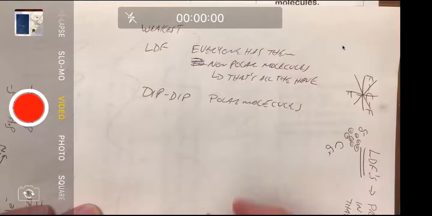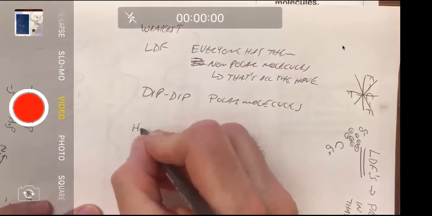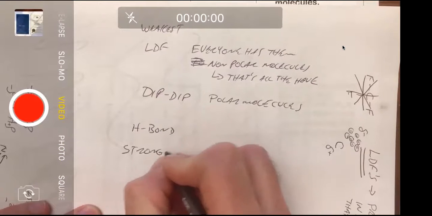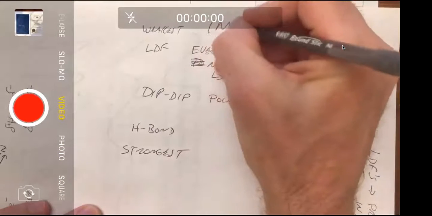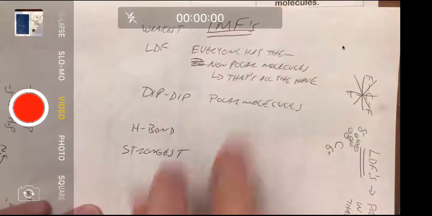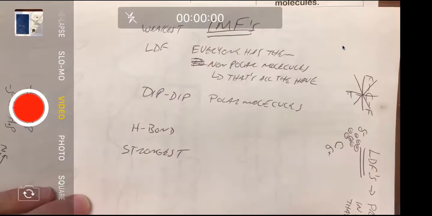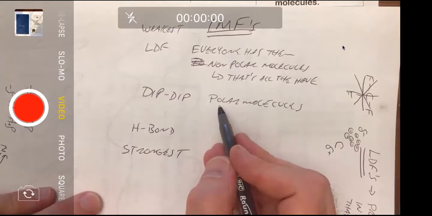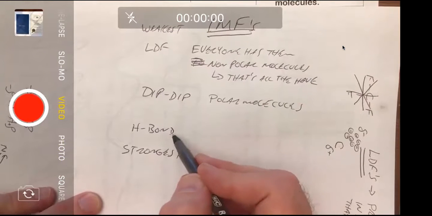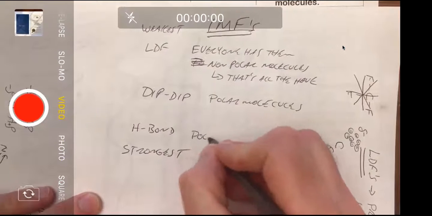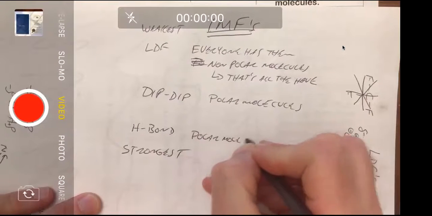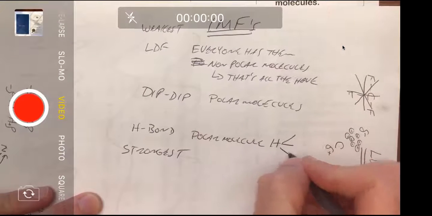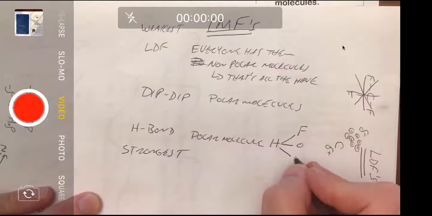Now, if you take it one step further, if you want to talk about hydrogen bonding, H bond, these are going to be the strongest of our IMFs, intermolecular forces. The hydrogen bond is just a special flavor of dipole-dipole. It just happens to be a polar molecule that has H attached to F, O, or N.